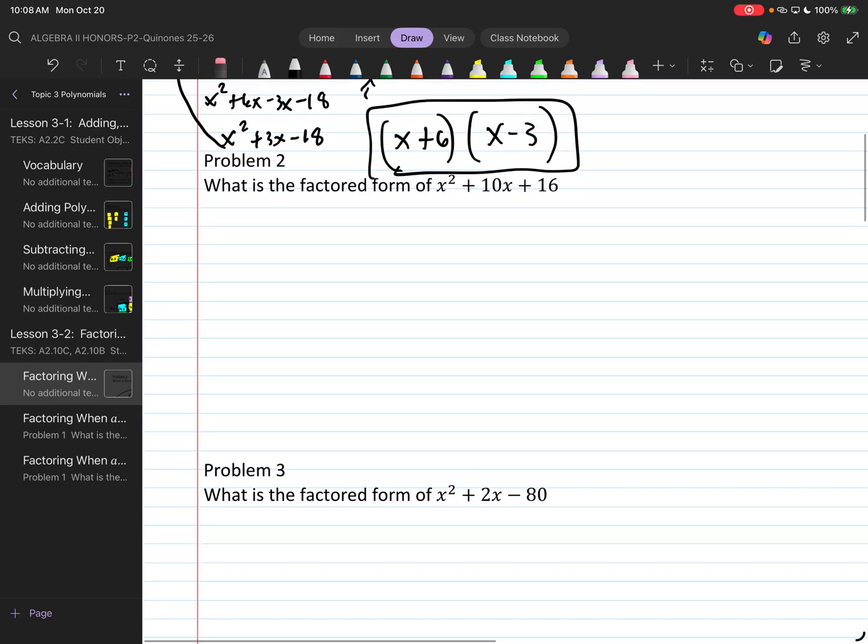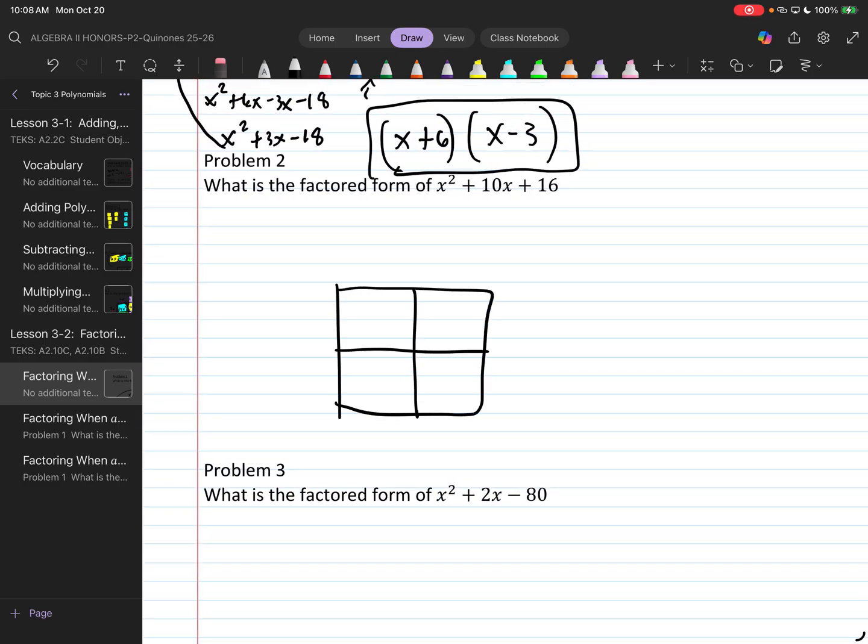Okay, walk me through the next one then. We're going to do it together. I'm going to draw my box. What goes on the top left square? X squared. And what goes on the bottom right square? 16. Okay? Well, what times what will give me x squared? X times x. Good.